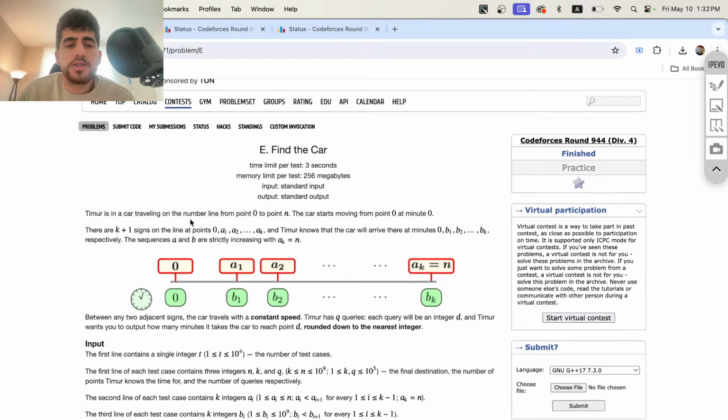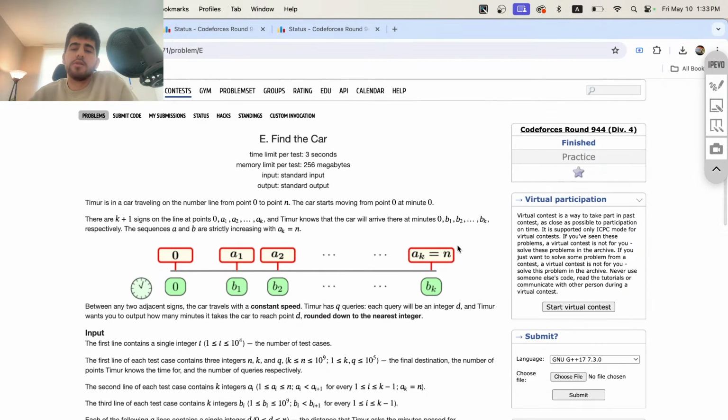Timur is in a car traveling on the number line from point 0 to point n. Okay, so it wants to go from point 0 to point n. The car starts moving from point 0 at minute 0. There are k plus 1 signs on the line at points 0, A1, A2 to AK, and Timur knows that the car will arrive there at minutes 0, B1, B2 to BK, respectively. The sequences A and B are strictly increasing with AK equal to n.